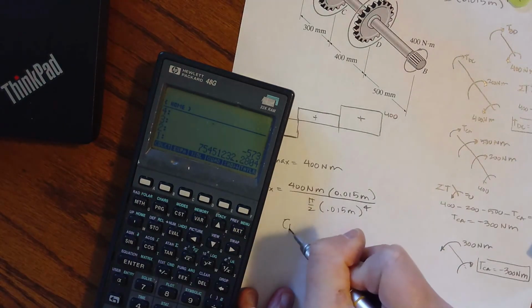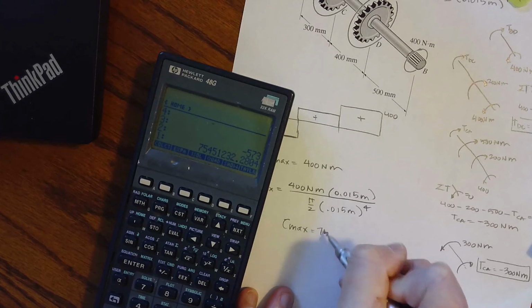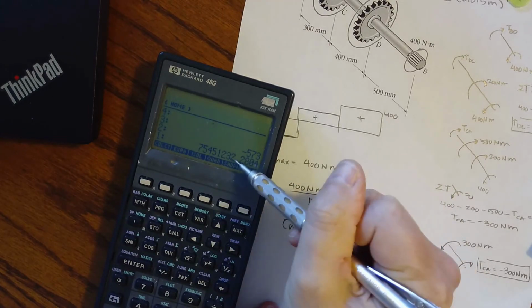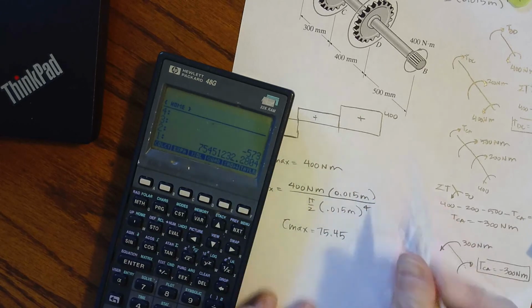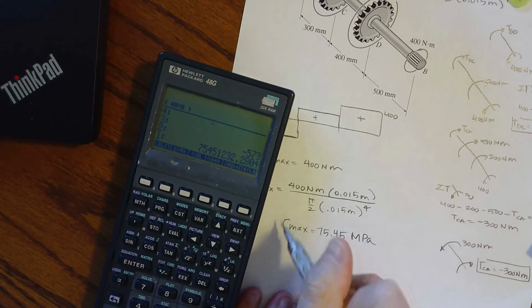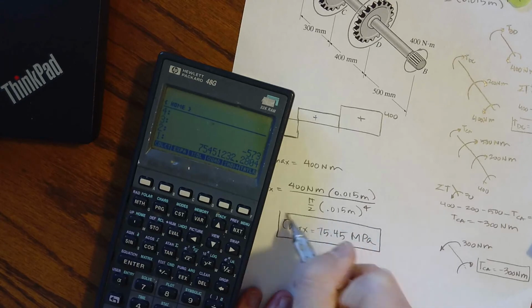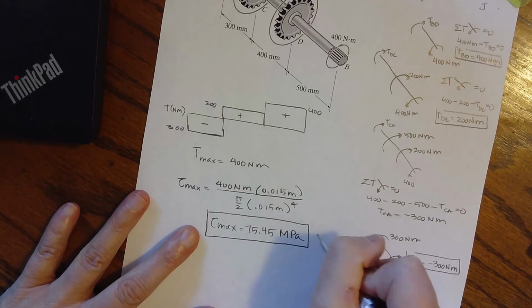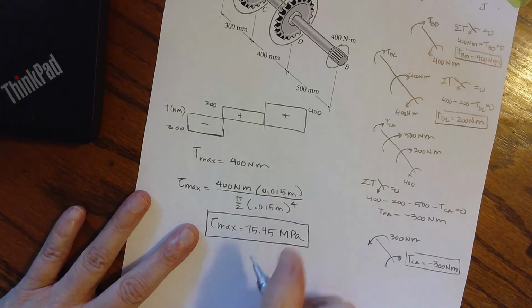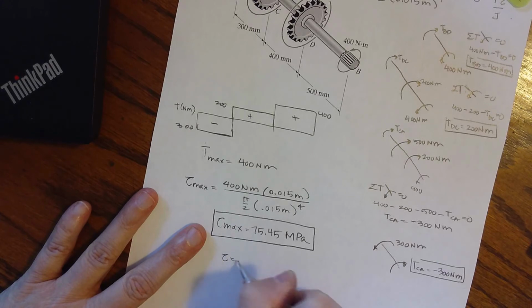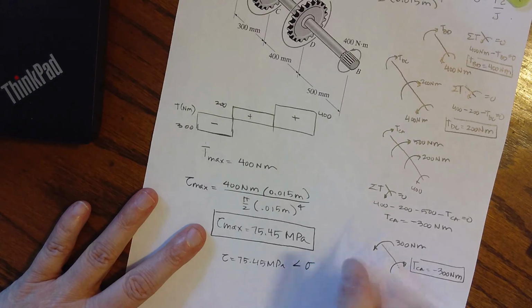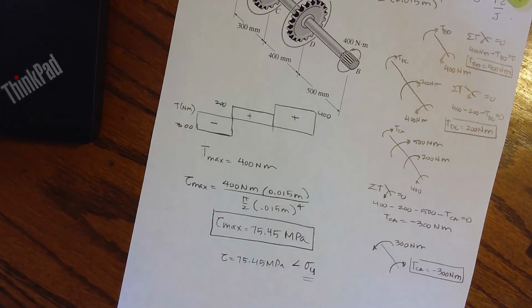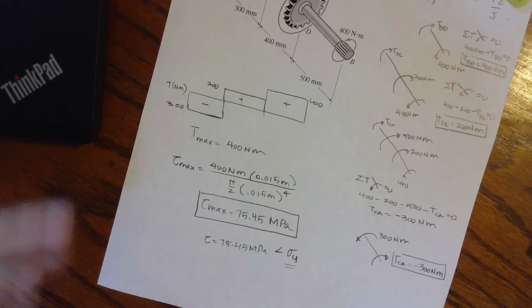So my maximum shear stress is 75.45 megapascals. There we have it. That's the one we would need to make sure was less than the yield. Remember, we always need to make sure that our shear stress of 75.45 megapascals was less than the yield. Otherwise, we would have some issues. So we'll get into that later when we get into more torsion.